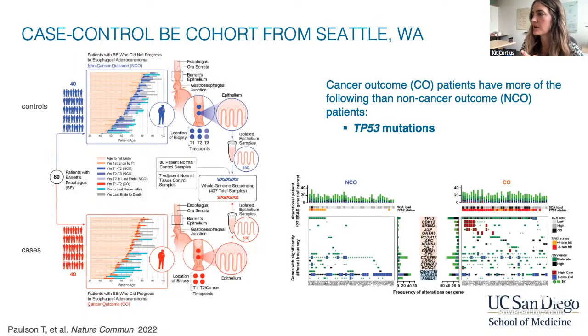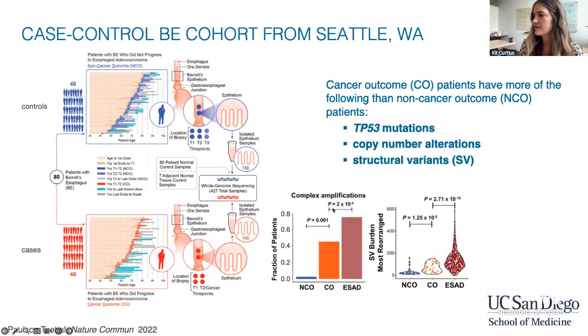So they found various things. They found that cancer outcome patients have more TP53 mutations. That was sort of expected as an initial driver event. And you can see in the first line here, the cancer outcomes have a lot more TP53 mutations than the non-cancer outcomes. They found more copy number alterations and more structural variants in those that progress later to cancer, somewhat going up to the levels that you see in actual cancers.